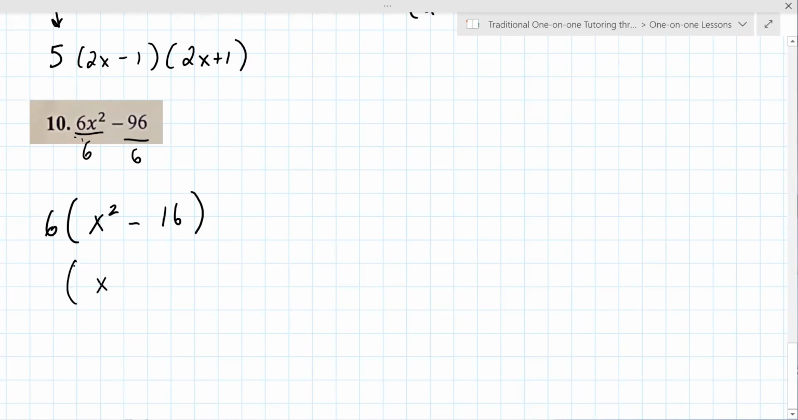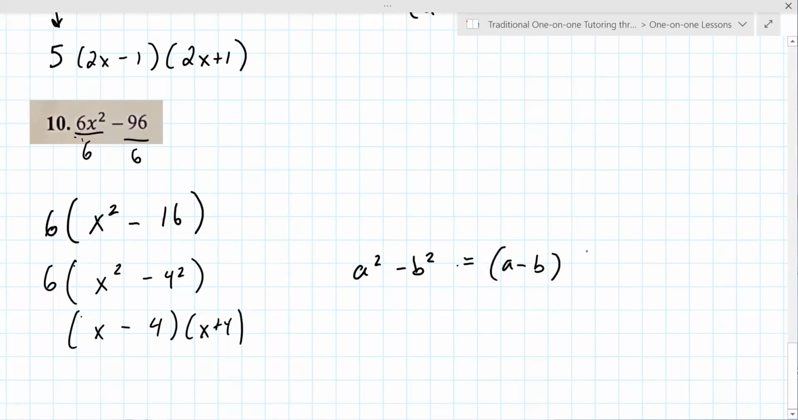So this is again a difference of squares. Do you see how 16 is really 4 squared? Yes, we're finding the greatest common factor and we're dividing it. So now you have to write this as x minus 4, x plus 4. We're using the same formula every time, a minus b, a plus b.